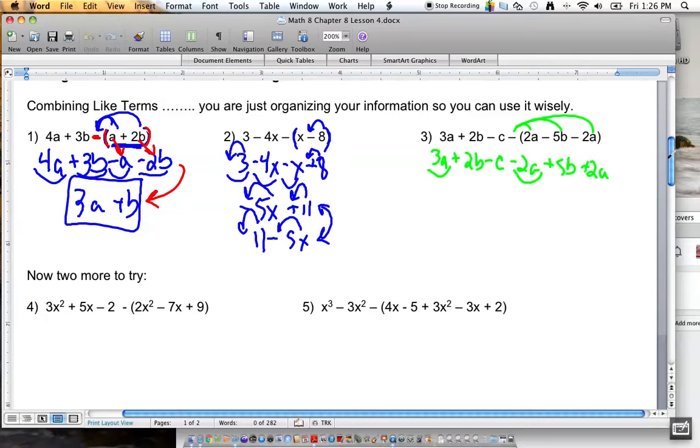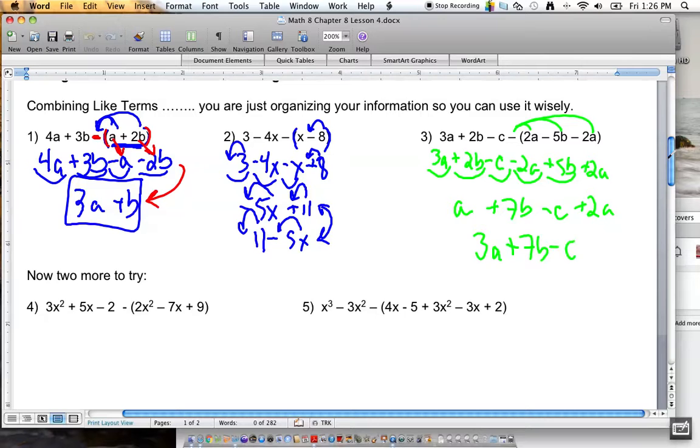3A's and negative 2A's make what? Positive 1A. Positive 2B's and positive 5B's make? Positive 7B. And negative C and nothing. Oh, well, you know what? A negative C, but then there's this plus 2A I forgot about on the end. So now what's A plus 2A? 3A.